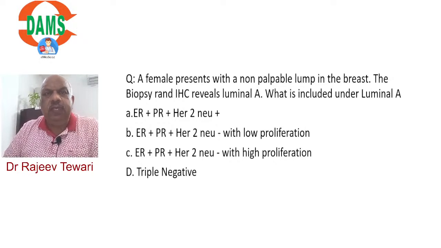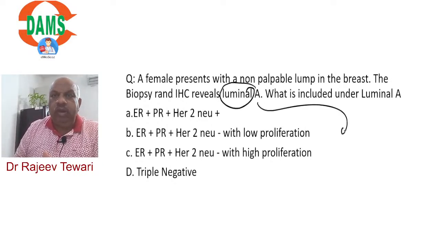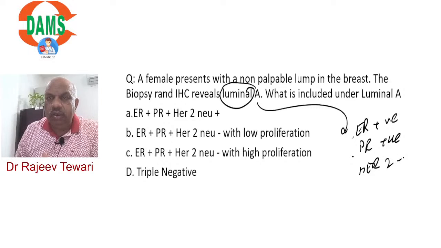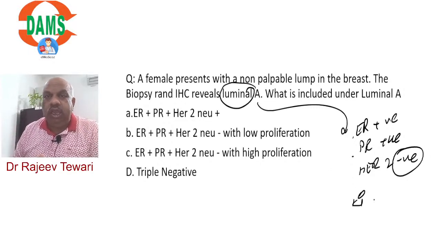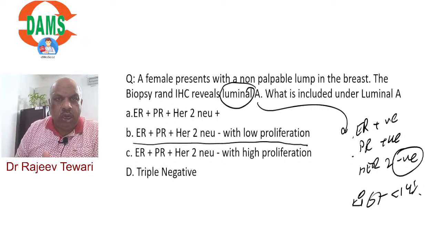A female patient presents with a non-palpable lump in the breast. Biopsy shows luminal type A. What is luminal type A? ER positive and/or PR positive, HER2 negative and low proliferation index. What is low proliferation? Ki-67 less than 14%. So here the answer is B. No, HER2, yeah, B.